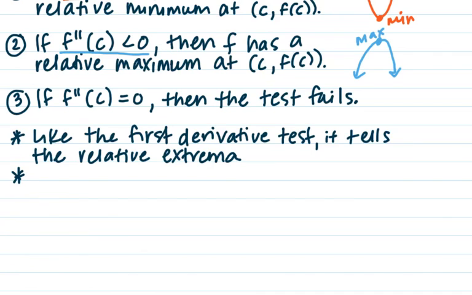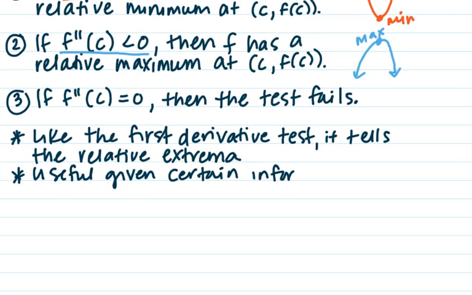Why do I need to know it? Sometimes it is useful when we can't create our sign chart. So, useful given certain information. So, one way you might possibly see it, let's do a quick example here.